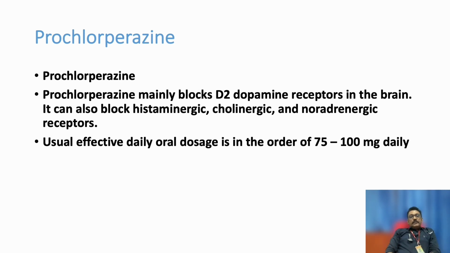Another important drug: you know that we give injection Stemetil, prochlorperazine, in the emergency room. That can be given as 25 mg as an initial dose. Then you can switch to oral tablets. 75 to 100 milligrams daily can be given. But continuous therapy is not advised with this drug. We give betahistine tablets for continuous therapy, but initially in the emergency room this can be tried.